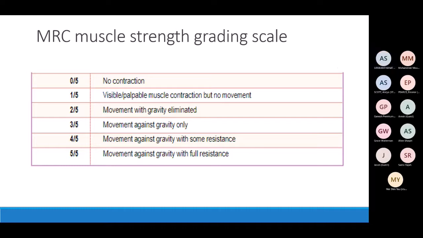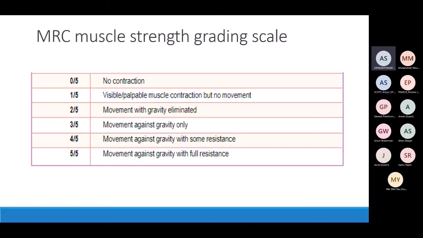Grade 4 or 4 plus depends on how much they're able to resist you trying to move their limb. So if they're holding their arm out in the air and you're pushing it down, it's just the resistance of it. Sometimes there might be a slight weakness, but that might just be generalized weakness, especially in elderly patients who still have good muscle strength but wouldn't be able to resist you just because you might be stronger than them. So it's a bit unfair grading them lower. This is where you give them 4 plus, maybe consider giving them a 5.